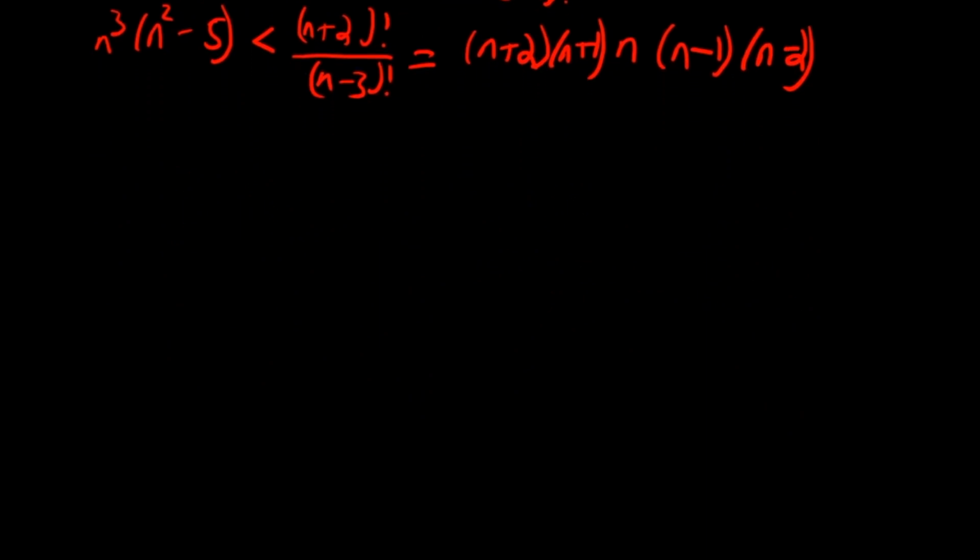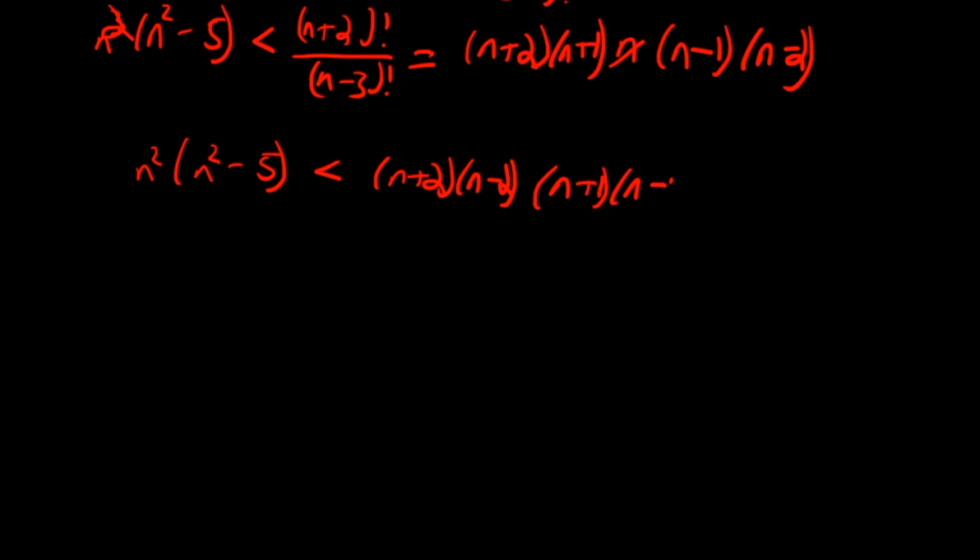So now we can cancel an n from both sides. So this will become n squared, and we can write the right hand side in terms of two pairs of difference of two squares. So we'll get n squared minus 5 is less than n plus 2 n minus 2 multiplied by n plus 1 n minus 1.